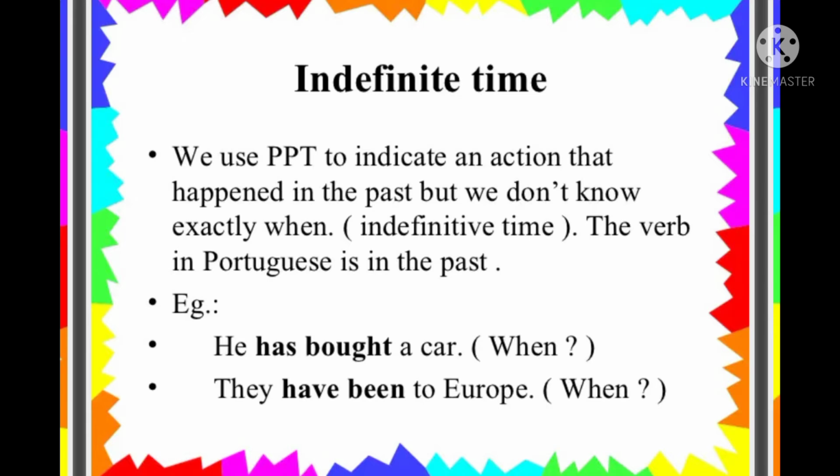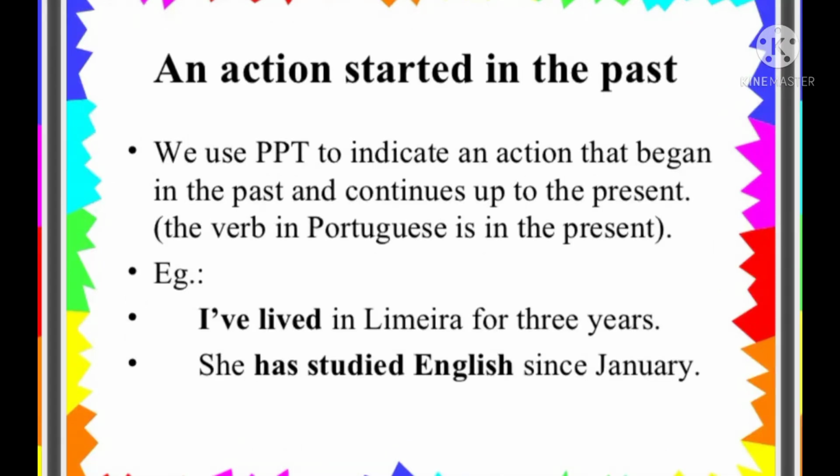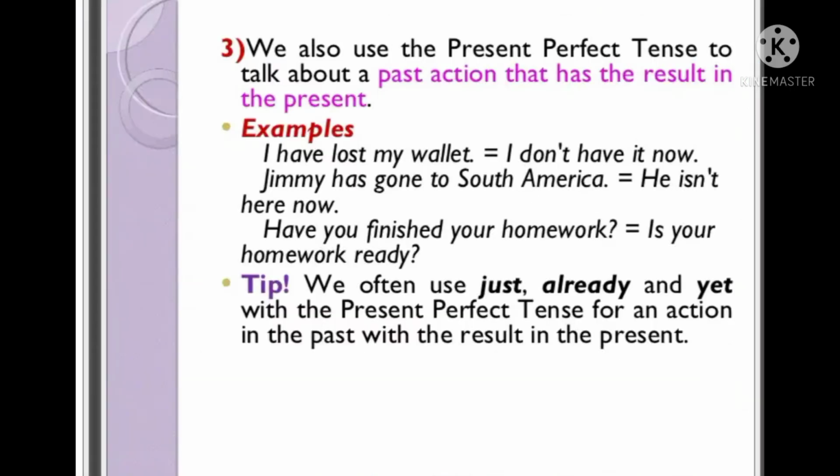It's not clear when. We have seen that present perfect tense can be used for an action that started in the past and still continues. For example, I have lived in Limerick for 3 years means now also I live there. She has studied English since January. Since January it continued.